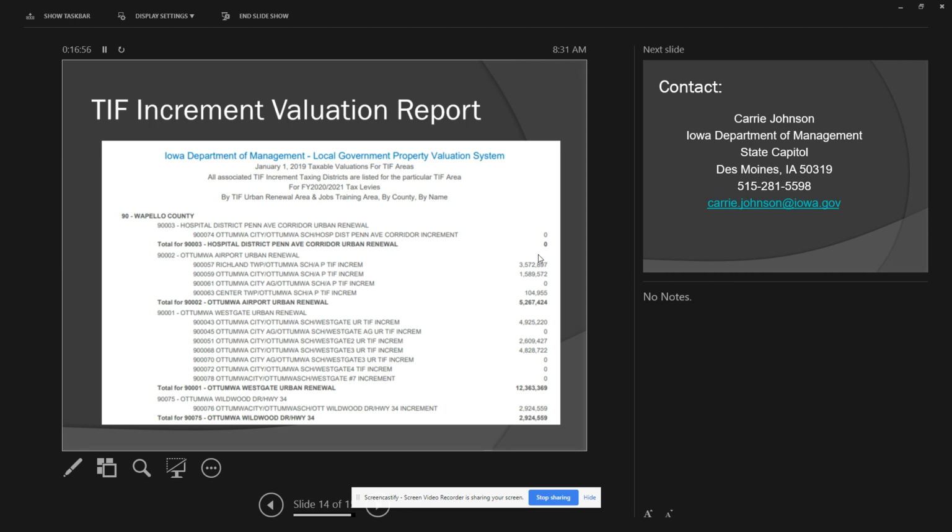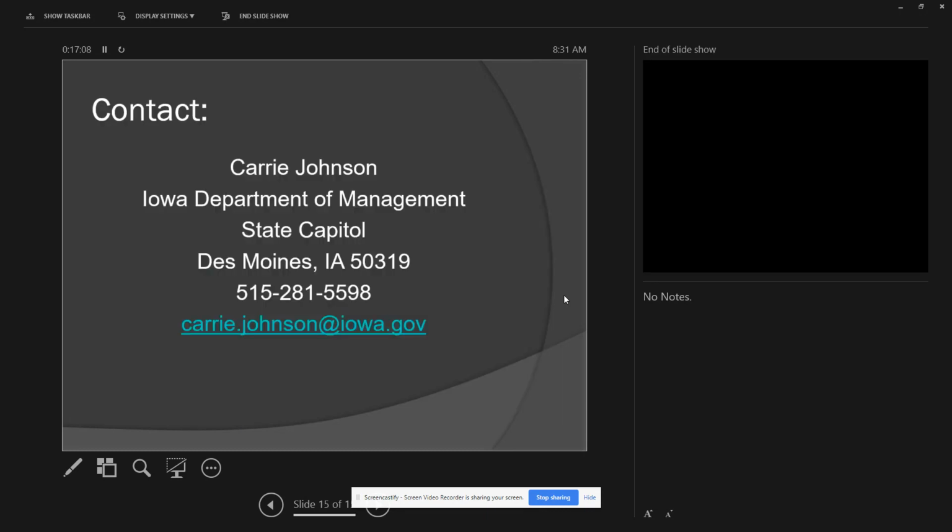And this is just going to show you the value for each and every TIF increment district that you have in your county. So double check those numbers, make sure that the numbers are matching your local system and that they're what you expect is needed to generate TIF revenue. If you have any questions about working with the TIF areas or taxing districts or working with the TIF revenue within the system, please contact me.